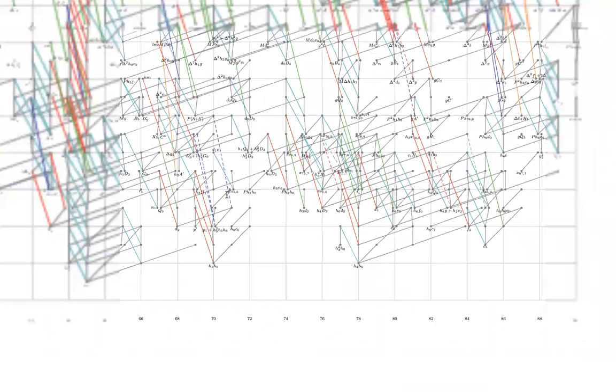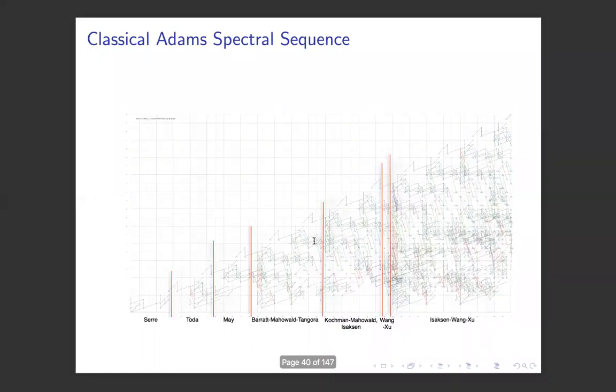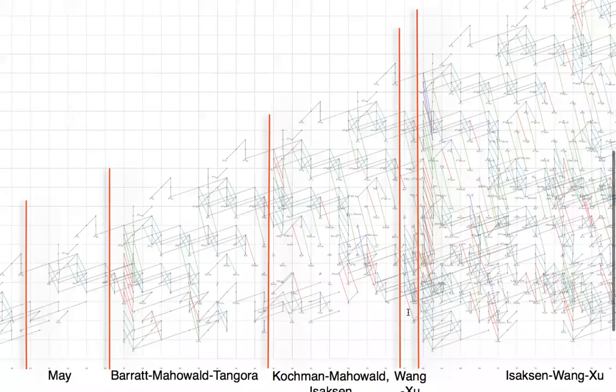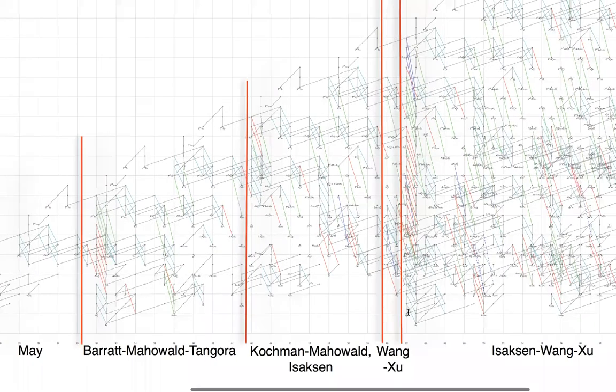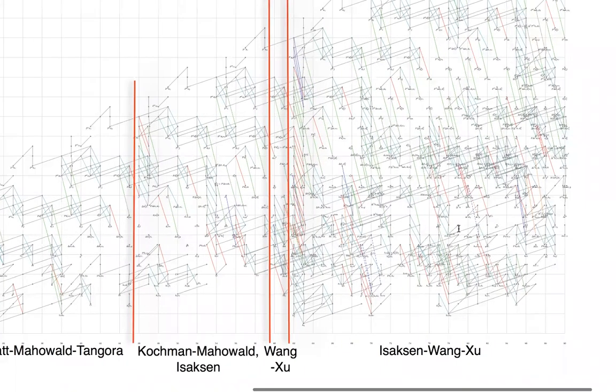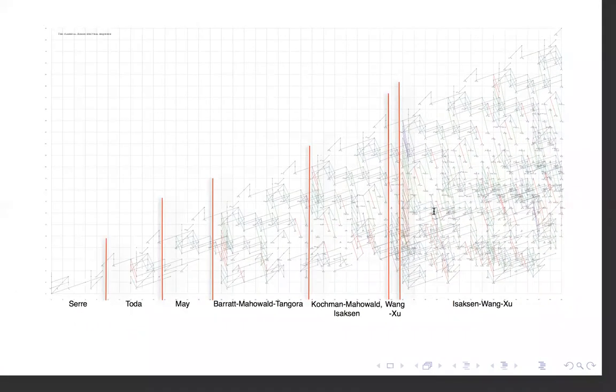So it seems very complicated, but there are many patterns we can also see. This is roughly speaking the range we had, the range of Sarah Toda, Mahowald, Barratt, Mimura, Tangora, and so forth. And this very narrow column is the result Guozhen Wang and I had for 60 and 61. And now we're investigating in here, and there are only a few uncertainties we didn't know of.